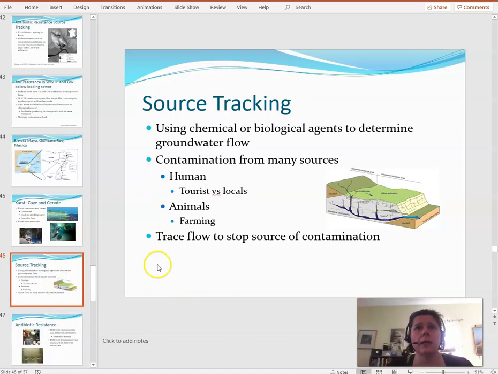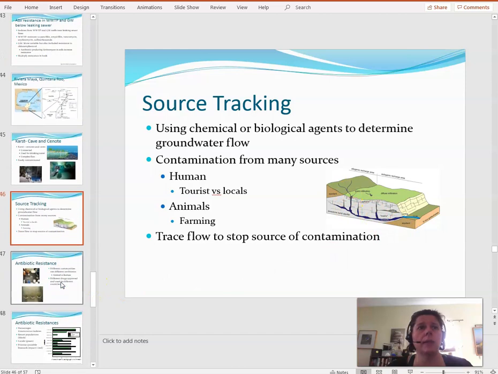And so again, we can use it as a source tracker. What we were doing is looking at local communities, and then at areas that were contaminated by tourists. There was not a lot of animal farming down there, so we weren't really worried about that. But we were looking at these sources to see if we could figure out where the pollution was getting into their drinking water supply.